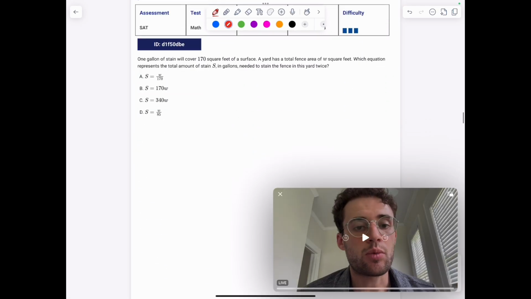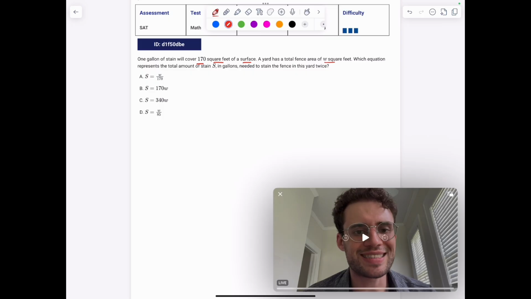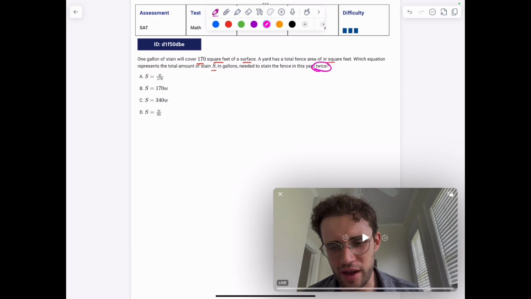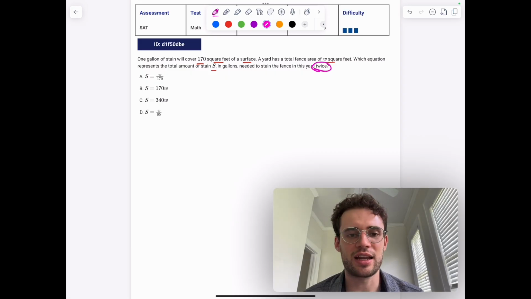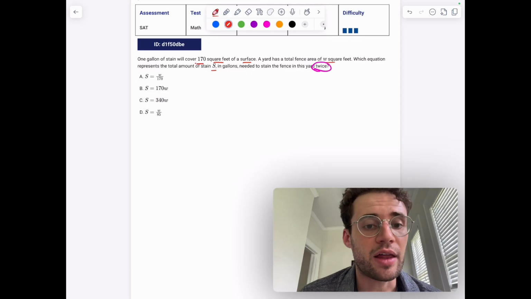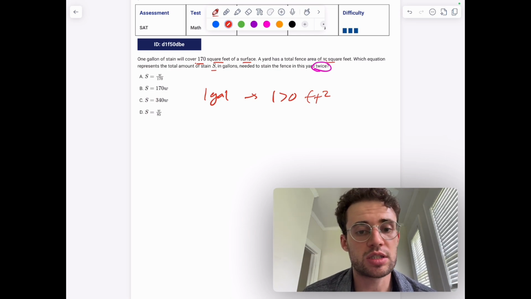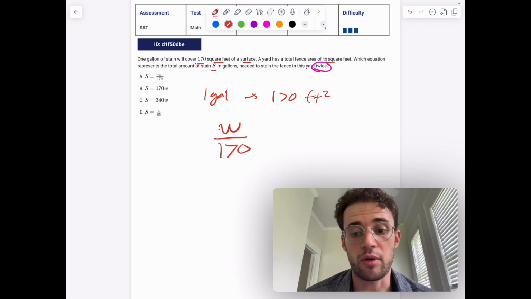1 gallon of stain will cover 170 square feet of a surface. A yard has a total fence area of W square feet. Which equation represents the total amount of stain, S, in gallons needed to stain the fence in this yard twice? Oh, okay, so twice. That's an annoying thing because someone could easily miss the twice part. But anyway, we know that it takes 1 gallon to do 170 square feet, and we don't know what W is. But if you divide W by 170, it would give you the number of gallons you need.